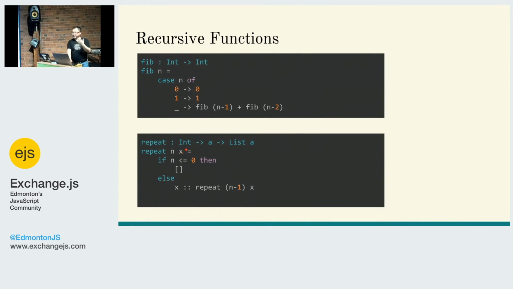Now, the next example is called repeat. I want to repeat something several times and get a list of it. Here we have a repeat function. The first parameter is how many times I want to repeat, the second is what we want to repeat, and the result is a list of those repeated things.